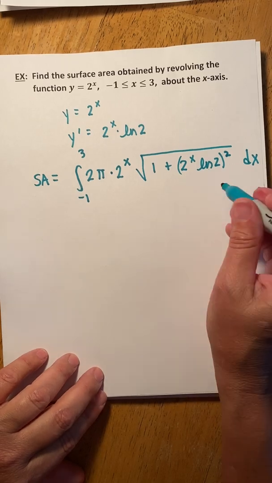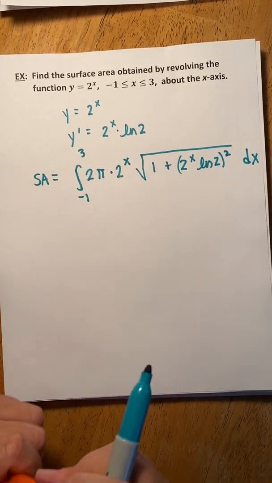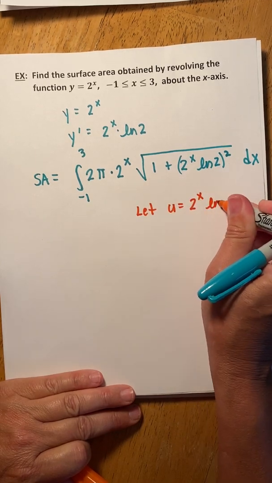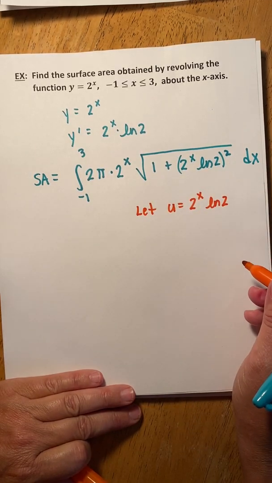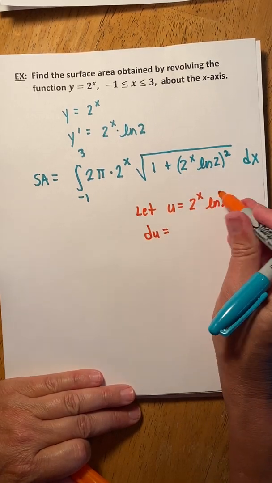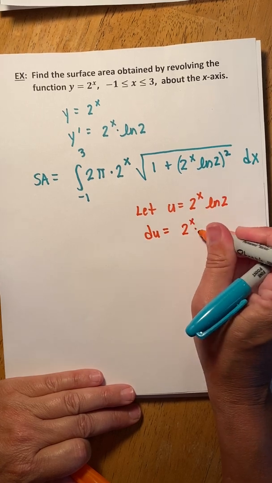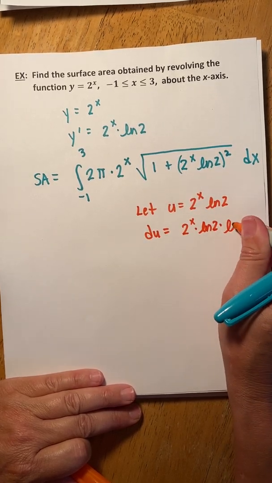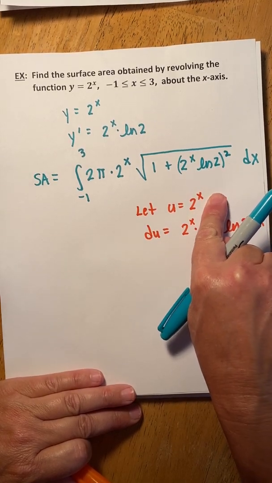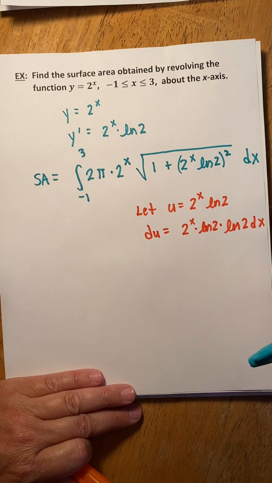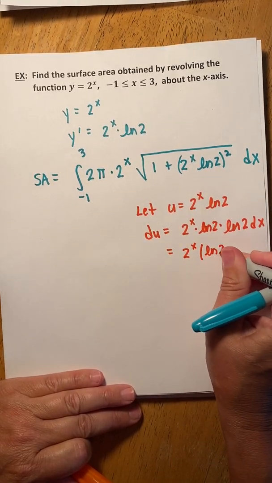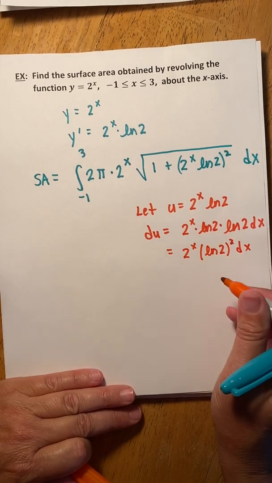To integrate this, the trick is to let u equal 2 to the x natural log of 2. So then we would just have 1 plus u squared underneath the radicand. Then du would be, well, the derivative of 2 to the x natural log of 2 is itself times the natural log of 2 again, because this is just a constant. So the derivative of 2 to the x is 2 to the x natural log of 2, and then we put the constant back in. So du is actually 2 to the x times natural log of 2 squared dx. Remember, that's just a constant.